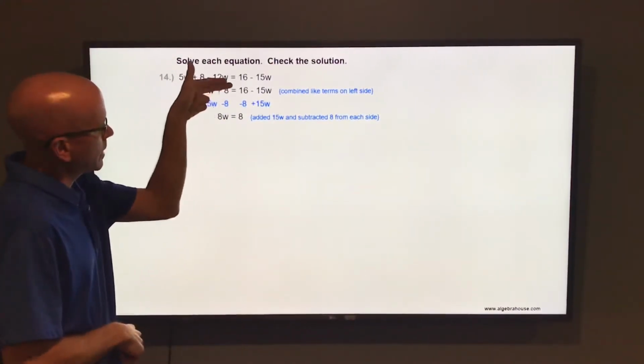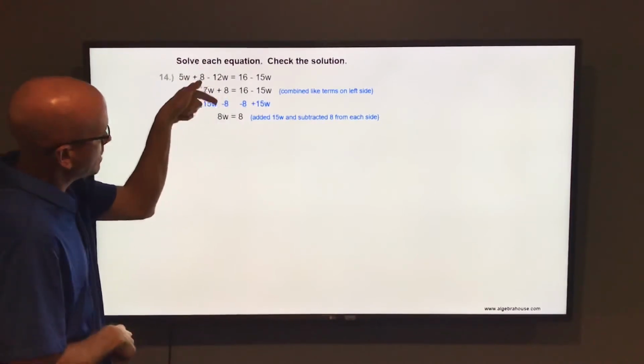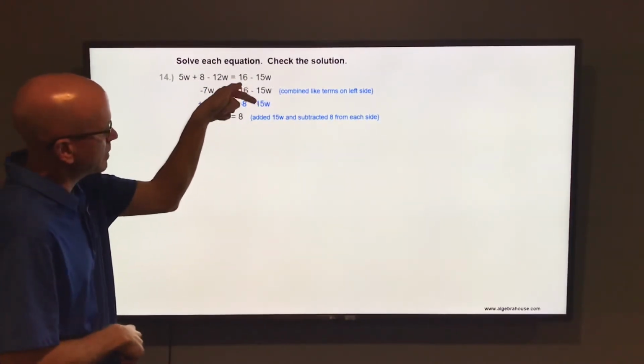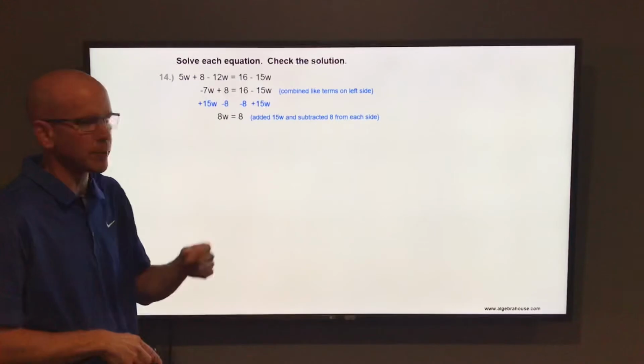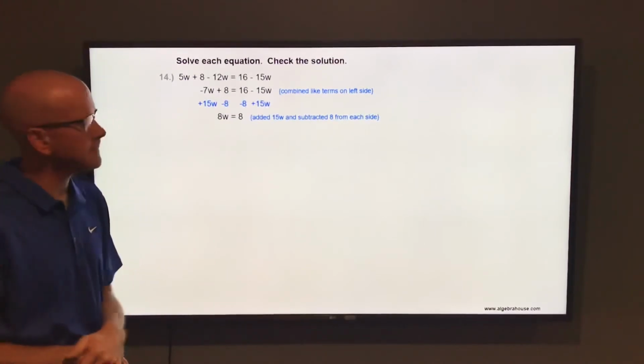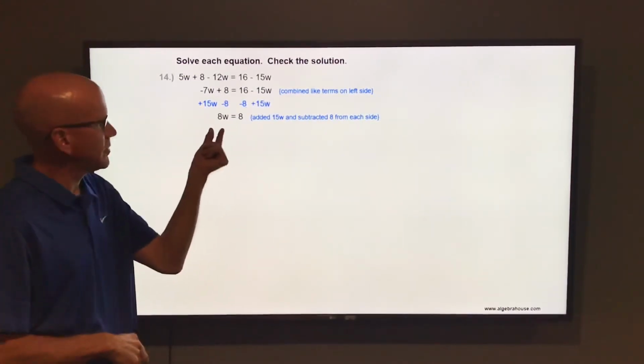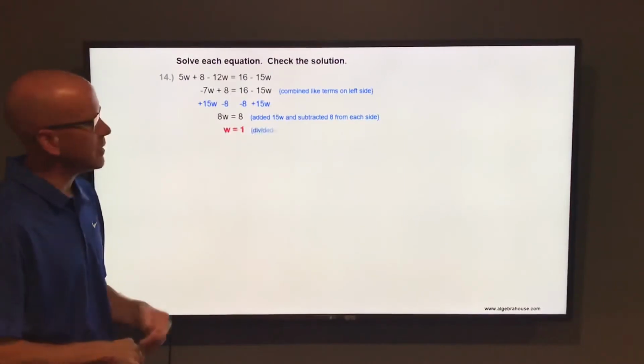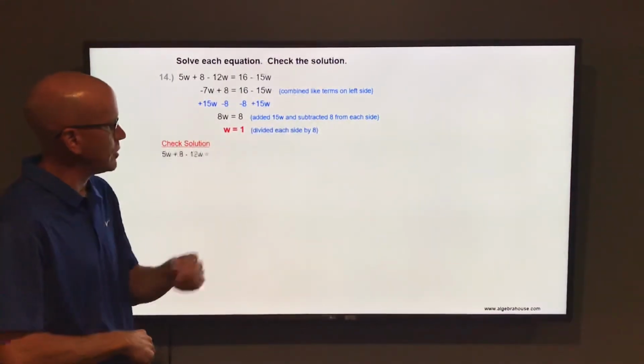And on the right side, 16 minus 8 is 8. These 8's cancel. The negative 15w and the 15w, those cancel. We're left with 8w equals 8. To get the w by itself, divide each side by 8. If you divide each side by 8, you end up with w equals 1.